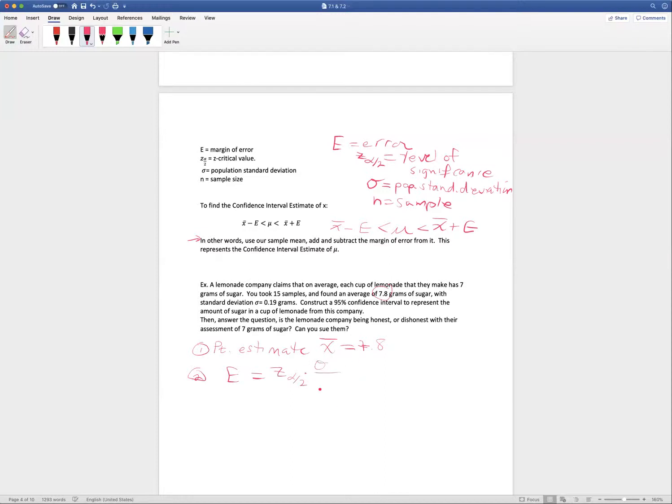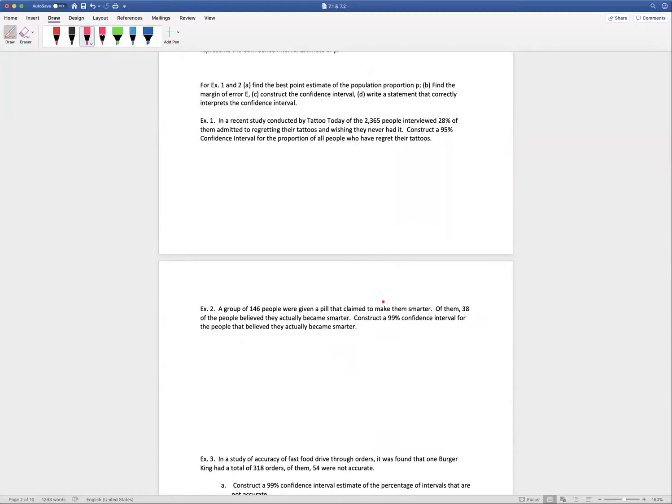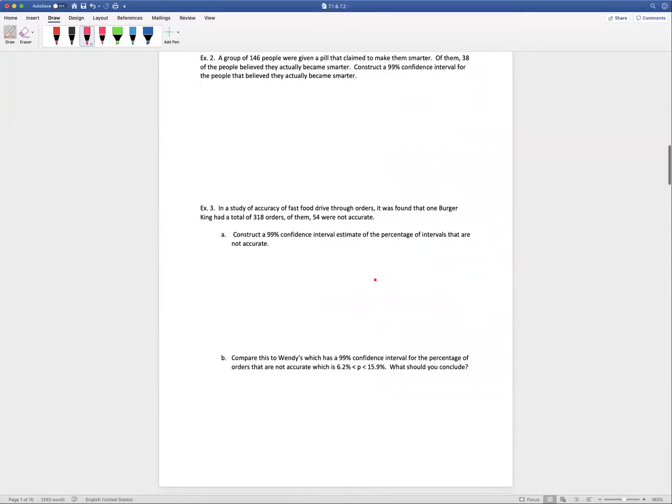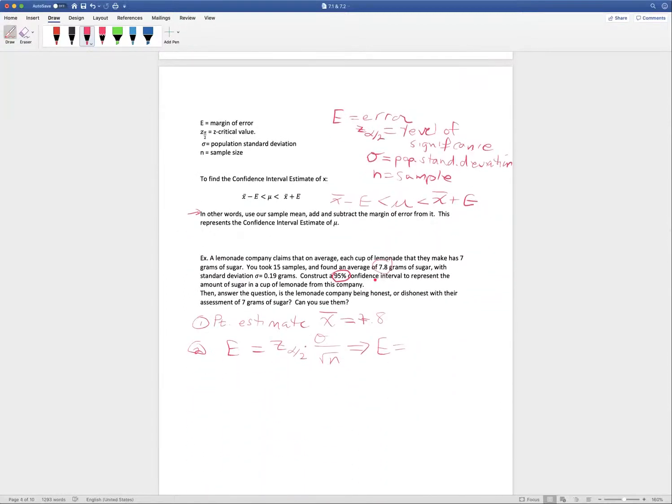times sigma over the square root of n. So let's fill in this information. The error equals, okay, Z alpha over 2. Well, we want to be 95% confident, so I'm going to go back up here and pull up my 95% confident, and that comes from this Z alpha over 2, it's 1.96. So let's go back down here and plug in that 1.96. So E is equal to 1.96 times sigma, the population standard deviation, which is 0.19, divided by the square root of n. And I hope you can see that n is 15.